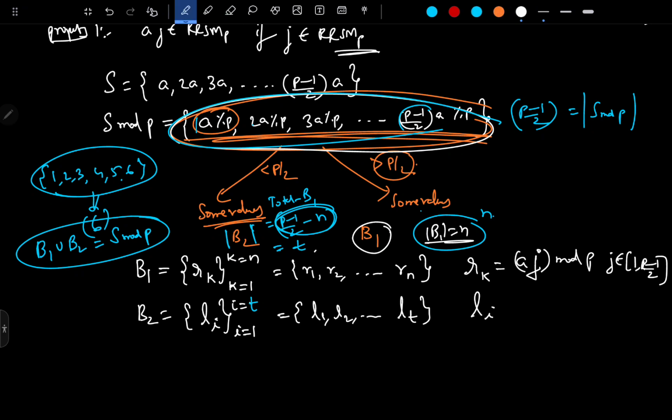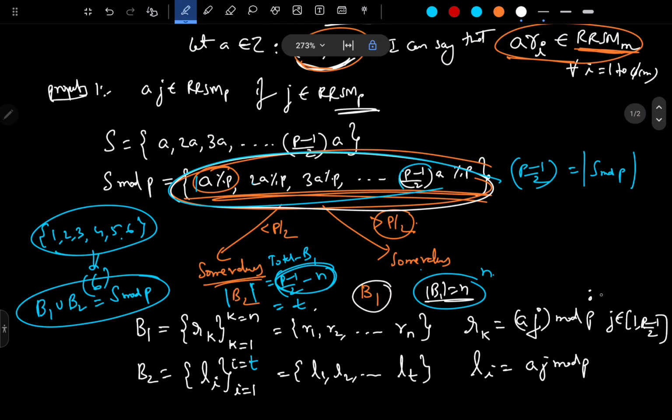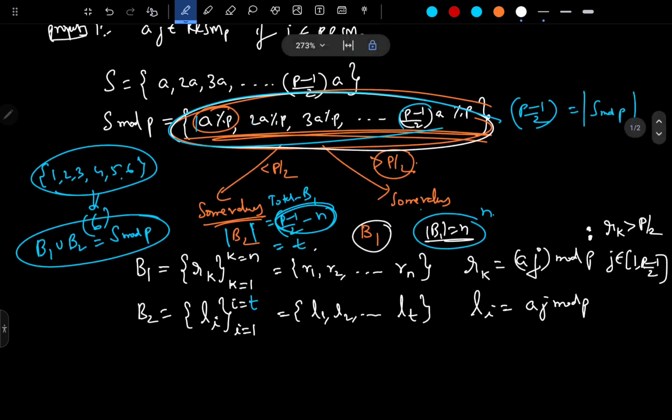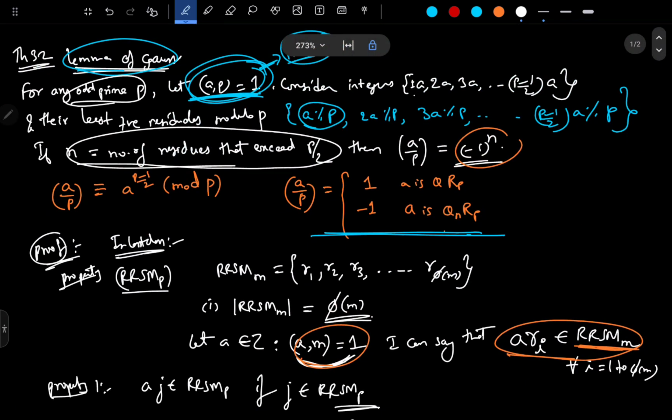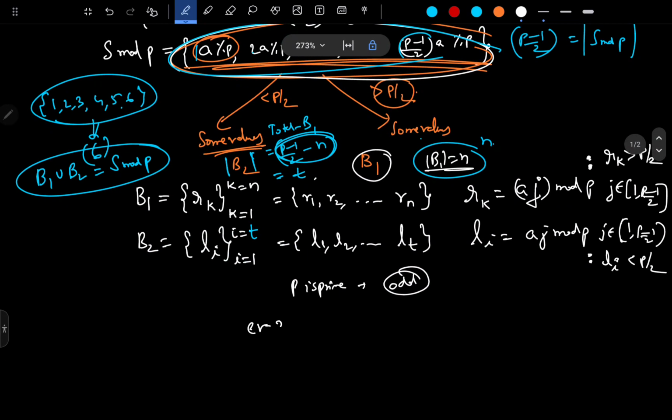Where Li equals a into j mod p, such that, in mathematical terms, such that j belongs to 1 comma (p minus 1) by 2, and Li less than p by 2. Remember that p is a prime, so prime numbers are always odd. In the question itself we are saying to take an odd prime, since the only even prime is 2, so we ignore 2. So p by 2 will always be in fraction form, not an integer. Okay, you have to remember this.